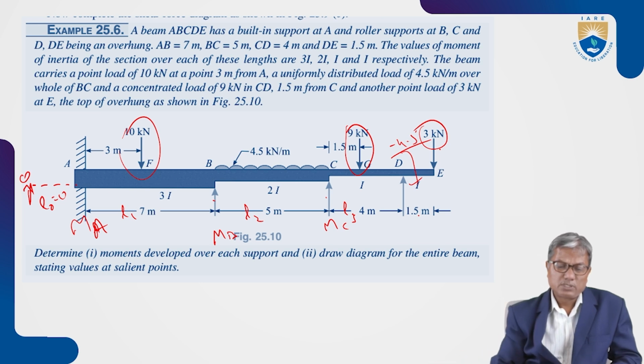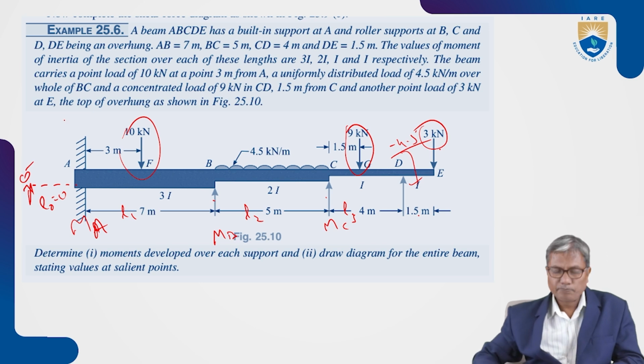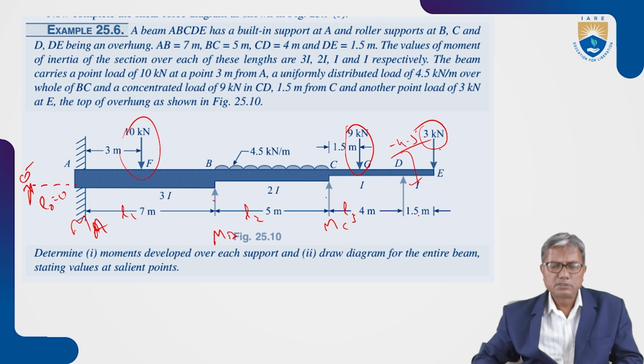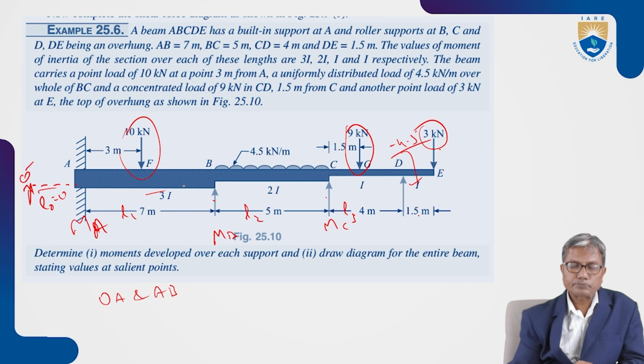So the procedure is the same here. The only thing is we consider a zero span here. We have discussed already the continuous beam with fixed ends. So first the three moments theorem is applied for spans OA and AB, which gives an equation in MA and MB. One equation we will get.